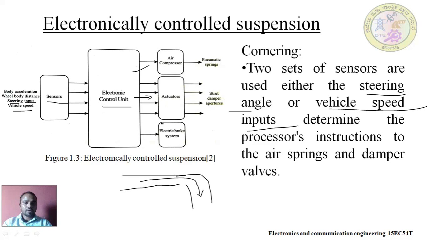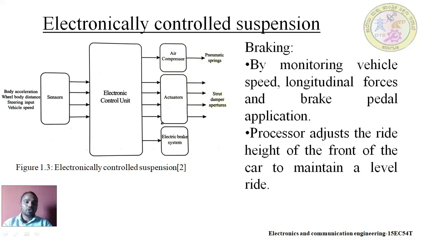These two devices ensure that the vehicle is kept level and maintain the damping of the suspension. In this way, these two parameters are used, and the sensors and ECU play a very important role in cornering. Similarly, we also have braking.